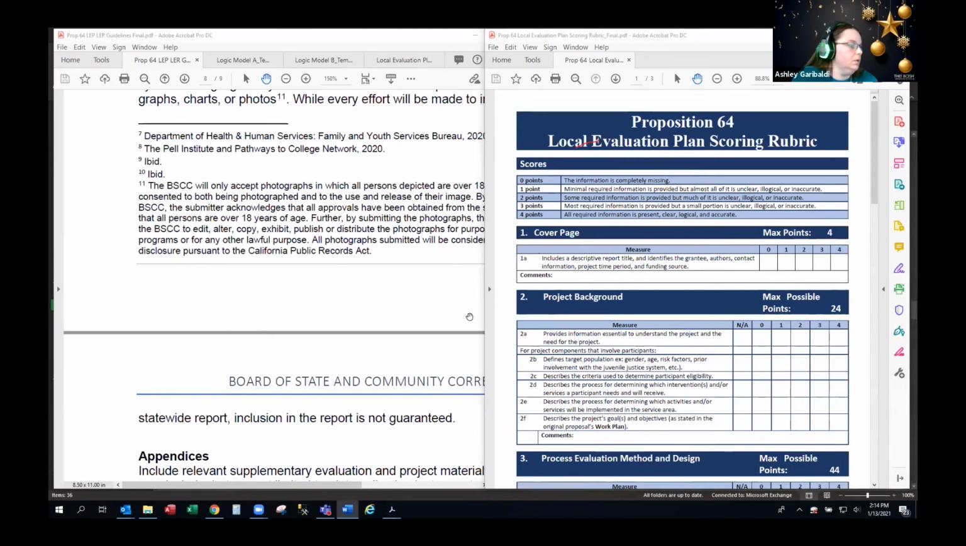Okay. Any questions about that? Summer? So for people who are doing the evaluation themselves, would this basically be something we would want to make sure we hit all of these in our LEP and LER in order to help us evaluate ourselves, basically?